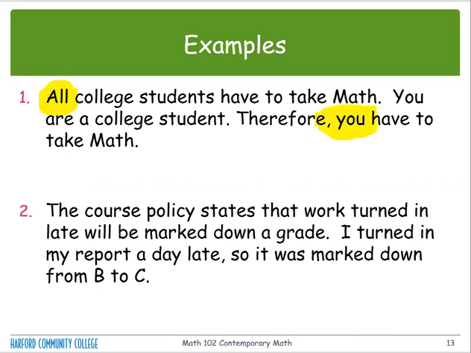Second example, the course policy states that work turned in late will be marked down a grade. I turned in my report a day late, so it was marked down from B to C, which is true because the course policy states the general guideline and applies to everyone, and I'm one of the specific examples. I turned in my report a day late, so I get the grade marked down by one grade from B to C.